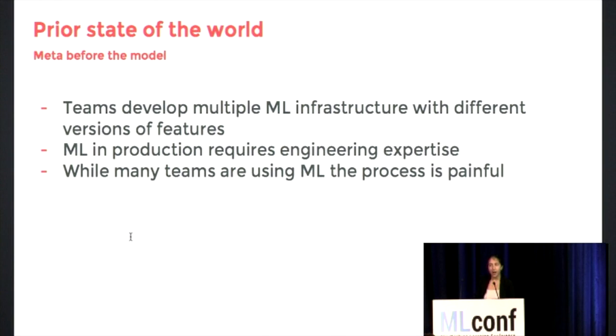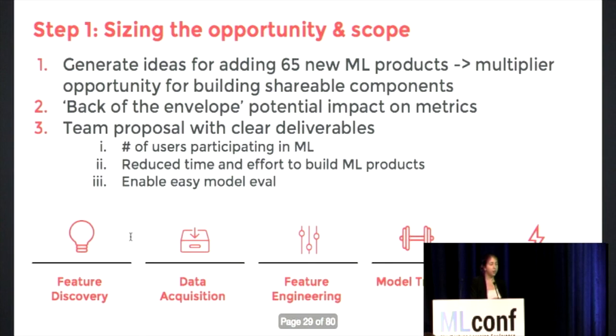Okay, so what was the prior state of the world? We had started building data products, machine learning products, and different teams were building out their own infrastructure because there wasn't a centralized core infrastructure that was maintained that people could use. And it also required quite a bit of expertise to use, and the process was quite painful to set up any infrastructure. So that was the prior state of the world, and so we saw, okay, we think there's an opportunity for improvement here. Well, how do we make the case for it?